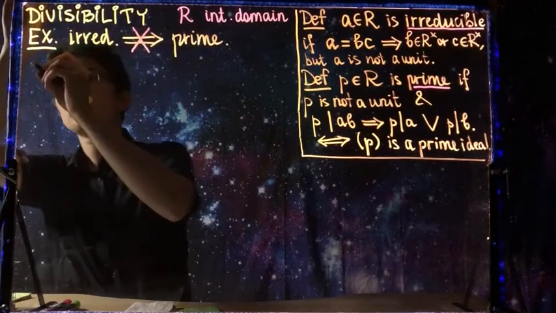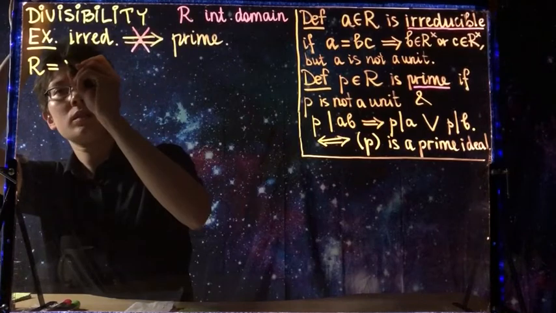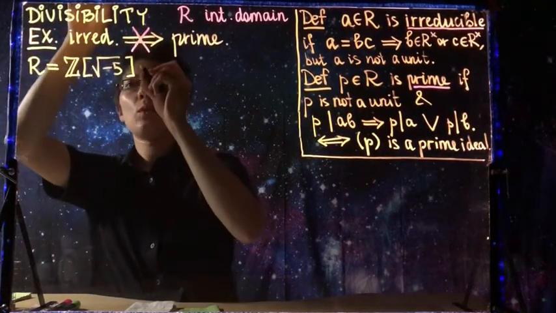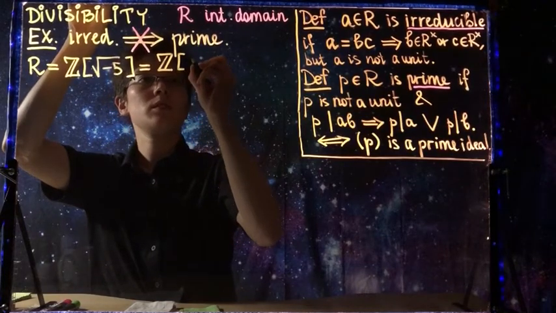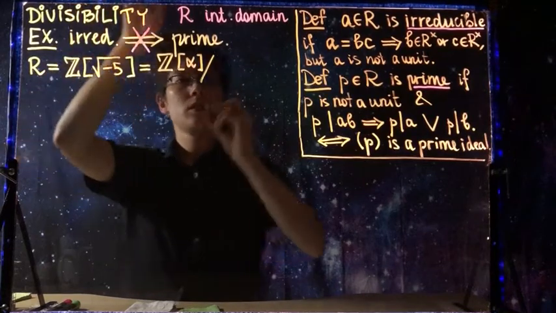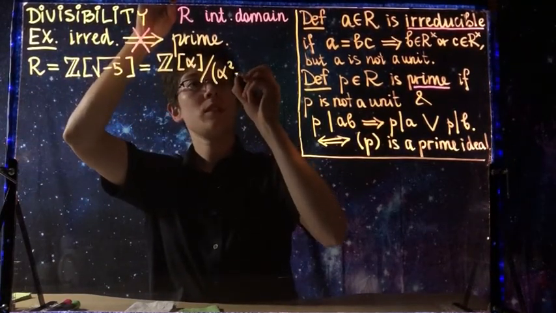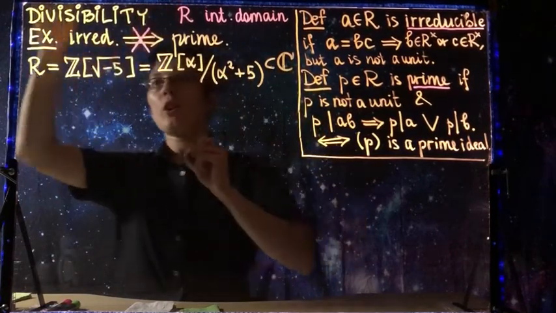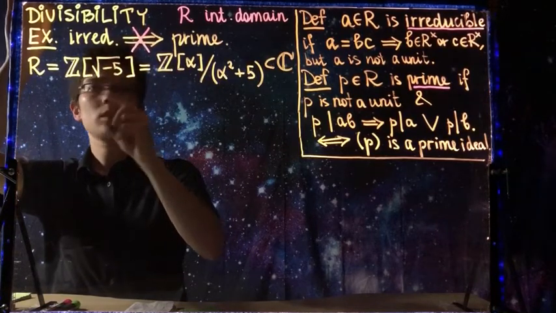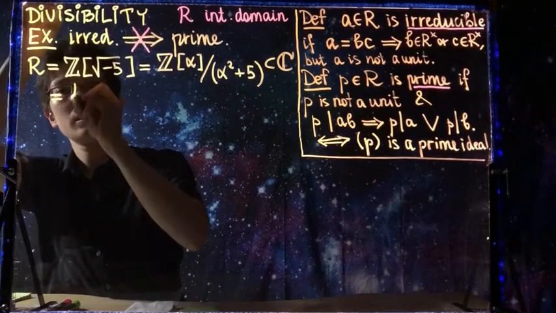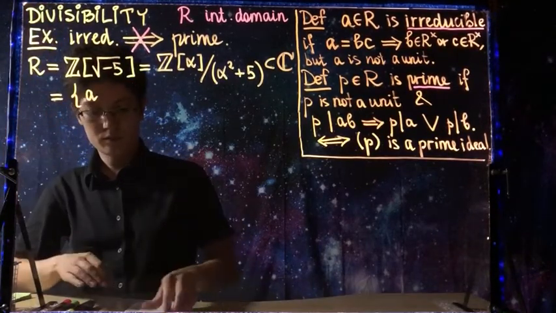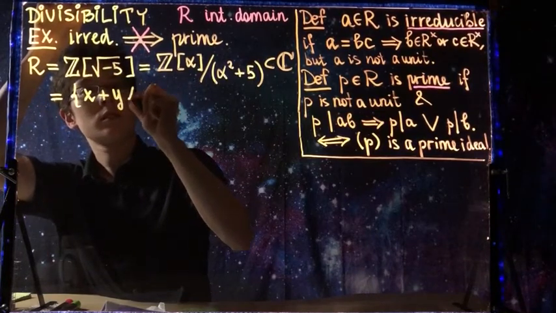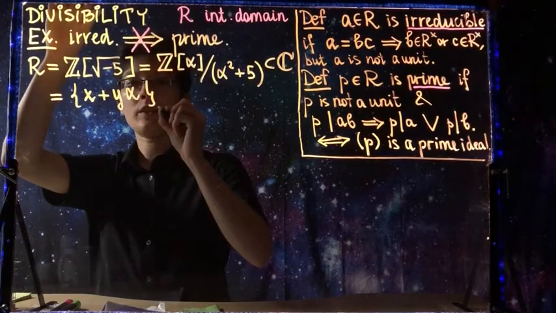For our integral domain, take the ring Z adjoin square root of minus 5. We can write it as Z adjoin alpha, where alpha squared is equal to minus 5. And it is a subring of the complex numbers. Because I don't want to write square root of minus 5 all the time, I will write the elements of R as pairs x plus y alpha, where x and y are integers.